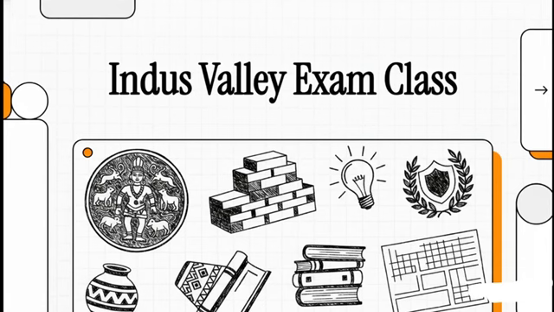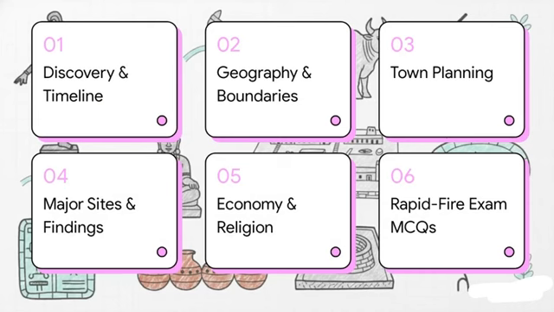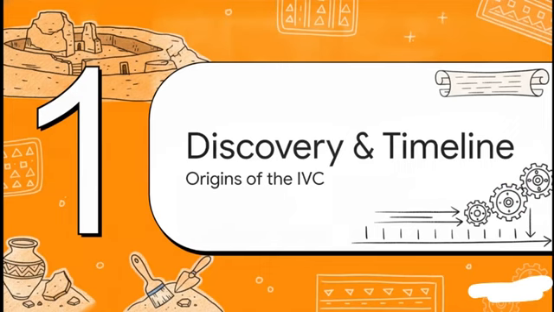topic on exam day. Here is our roadmap for today. We're covering discovery and timelines, geography, their incredible town planning, major sites, the economy, and then we'll lock it all in with a rapid-fire MCQ revision. Let's get to it. Starting off with Section 1, Discovery and Timeline.